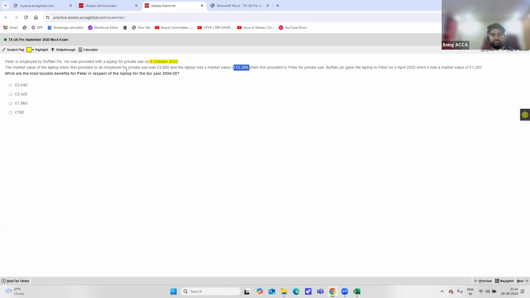Okay. So when an asset is given to you for private use, initially it was given to someone else, but later you got it. Because of that, the market value that you use in order to compute your taxable benefit for private use, will it be based on when it was first made available, or when it was first made available to you? What is the value that you should be taking?